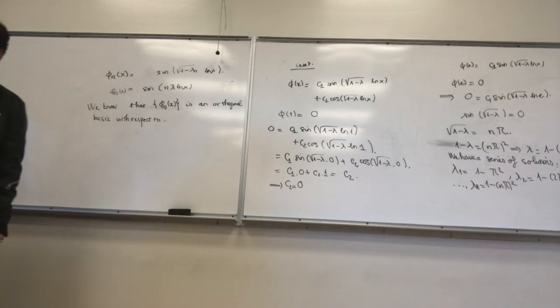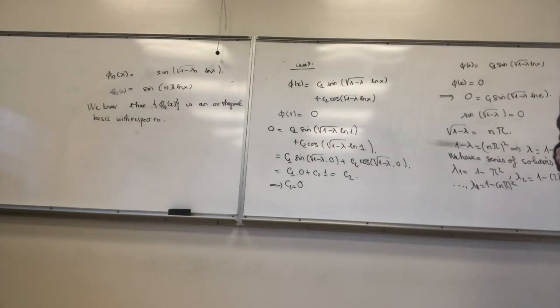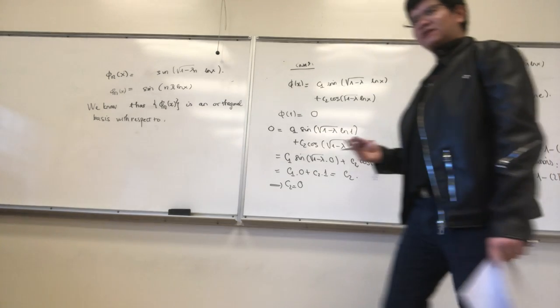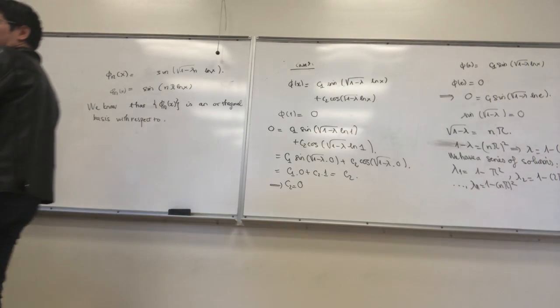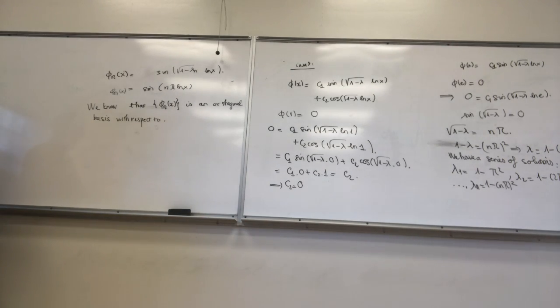So from the theory, we know that phi n are orthogonal to each other with respect to an inner product. What is the inner product in this case? Right? There's an inner product so that all of the phi n are orthogonal. So what is this inner product? Isn't it with phi n, phi m, and the weight itself, w, which is 1 over x?